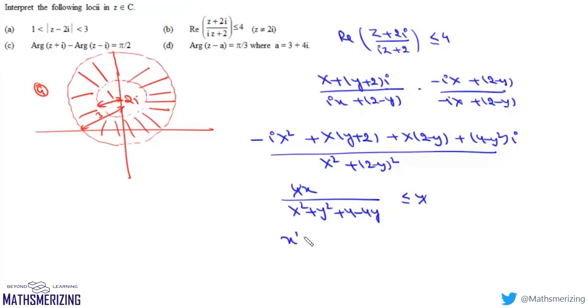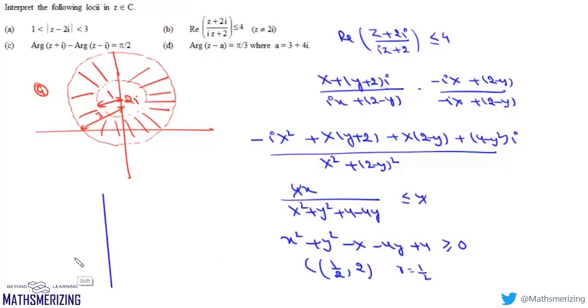We can write this equation as x square plus y square minus x minus 4y plus 4 greater than or equal to 0. So this equation will represent points lying on or outside the circle whose center is at 1 by 2, 2 and whose radius is 1 by 2. This is the circle. We are talking about all the points lying outside this circle.